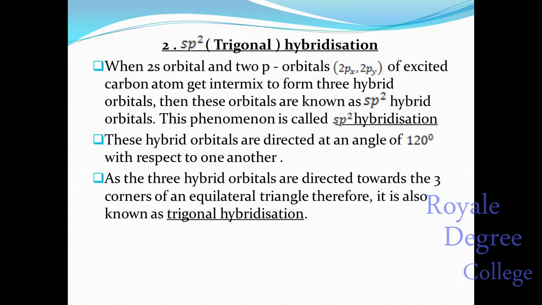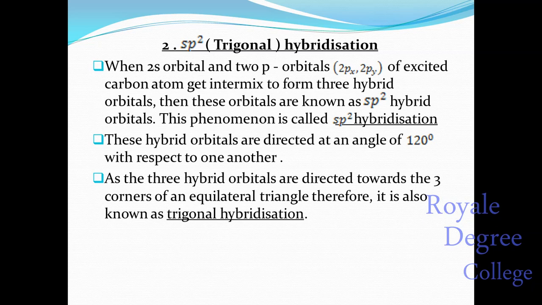Next is sp2 hybridization, which is also named trigonal hybridization. When the 2s orbital and 2p orbitals, that is 2px and 2py, of an excited carbon atom get intermixed to form 3 hybrid orbitals, then these orbitals are known as sp2 hybrid orbitals. This phenomenon is called sp2 hybridization. These hybrid orbitals are directed at an angle of 120 degrees with respect to one another.